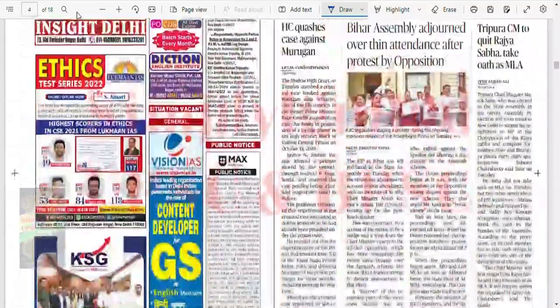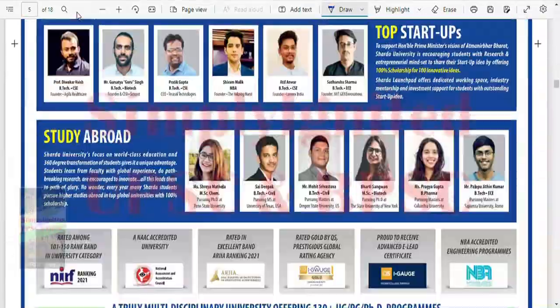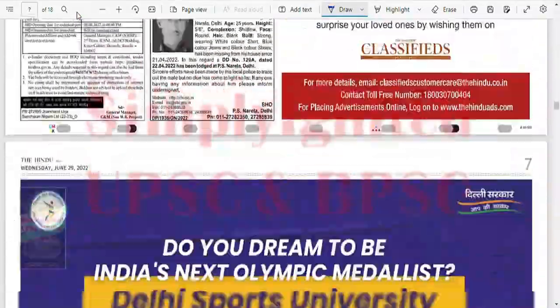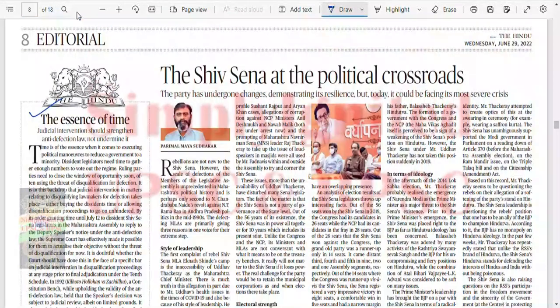Let's see if any other news is left. I don't see any. Okay, we come to the editorial page. Today we don't have much to read, so I'll be doing the editorial simultaneously.